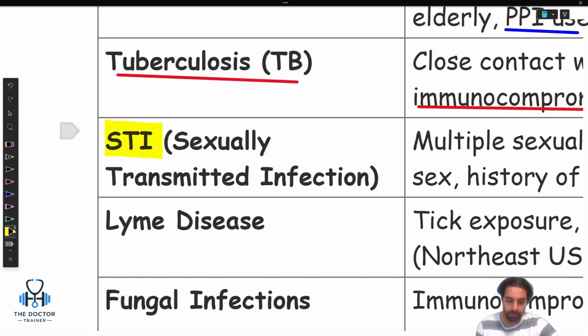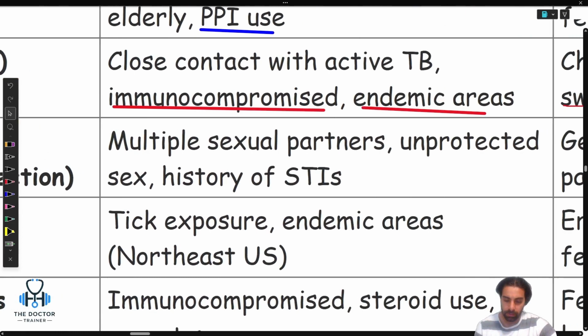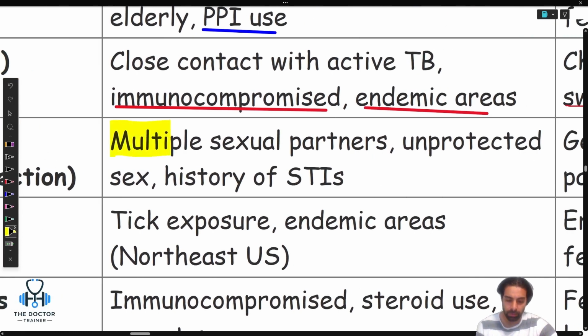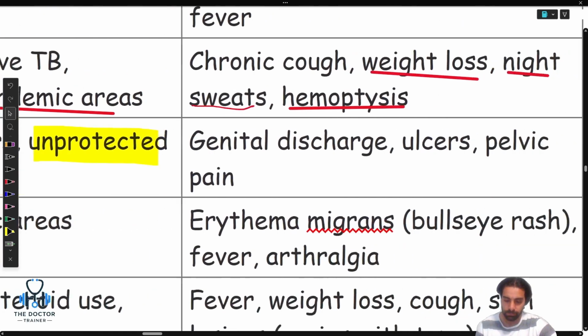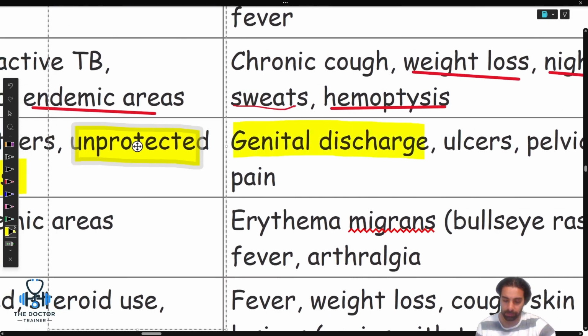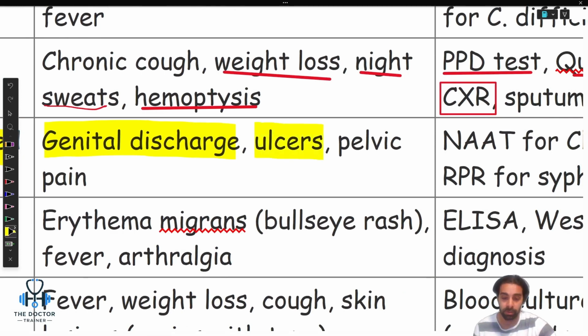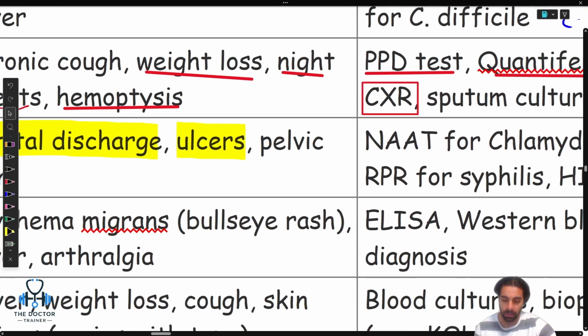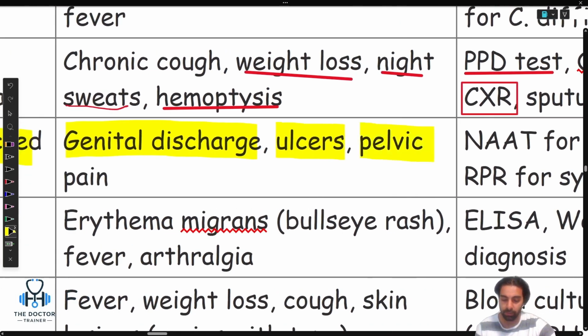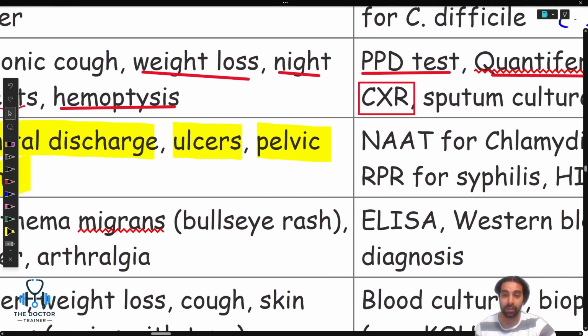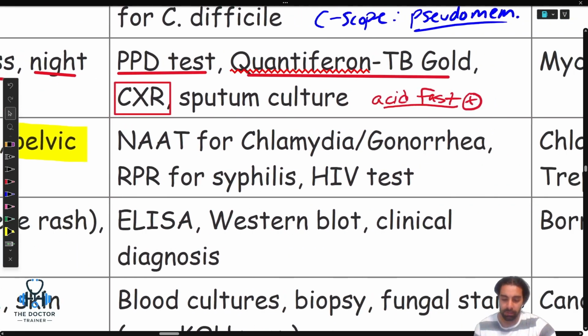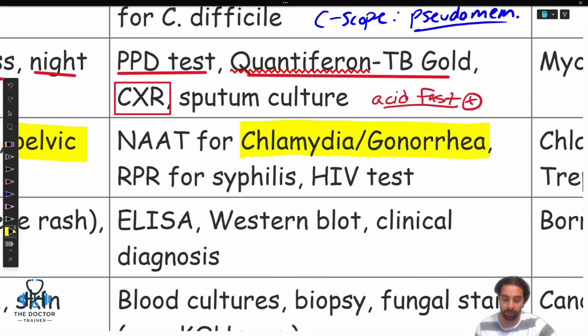All right, STIs. So let's talk about if somebody's having sexual intercourse with multiple partners, unprotected, maybe a history of STIs. You have genital discharge. Painful or painless ulcers make a difference because if it's painless, you start thinking about syphilis. If it's painful, you think about Haemophilus ducreyi. And if they have pelvic pain, that's a bad sign. So if you're thinking about PID, you need to make sure that they don't have pelvic pain. If it's a run-of-the-mill, just discharge, they're otherwise asymptomatic, most likely it's going to be chlamydia and gonorrhea.